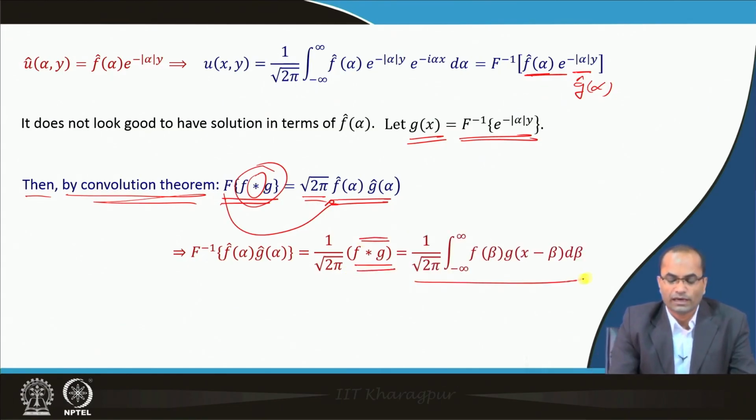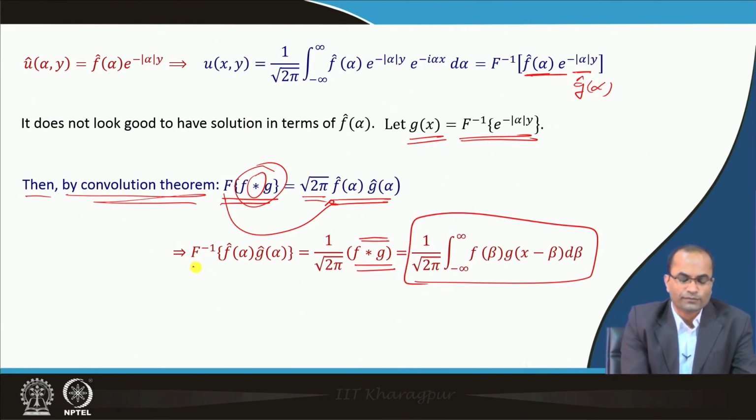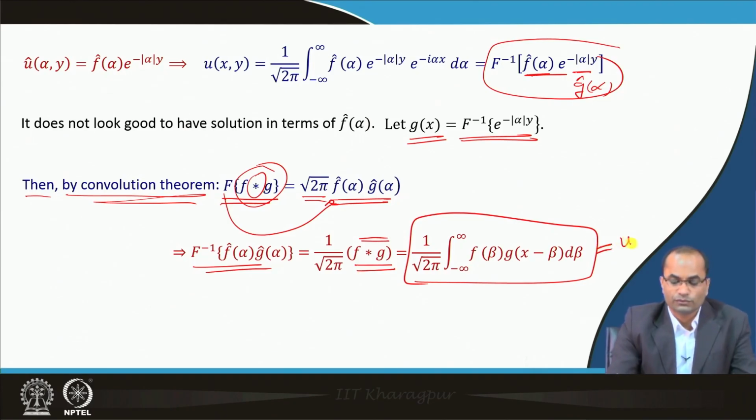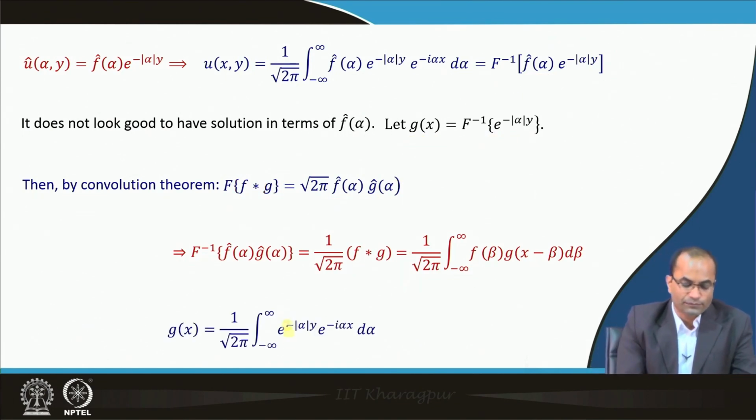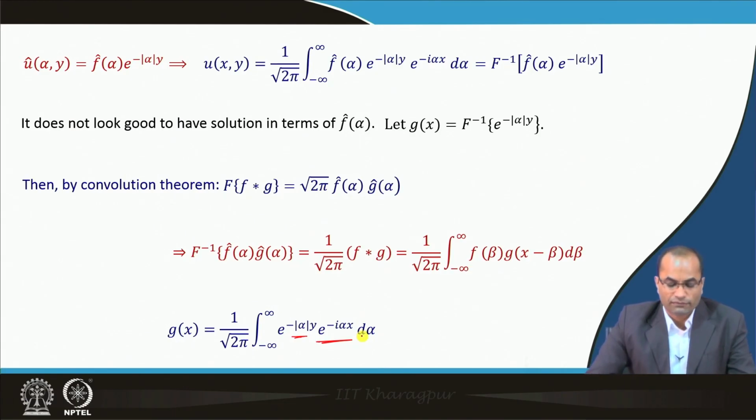That means we are going to have this solution in this form, because we are here with this u x y. So this is going to be our u x y, written in this integral form where we have f and g, but we do not know exactly what g is yet, we can evaluate that. So g x is the integral of e power minus absolute value alpha y e power minus i alpha x d alpha.